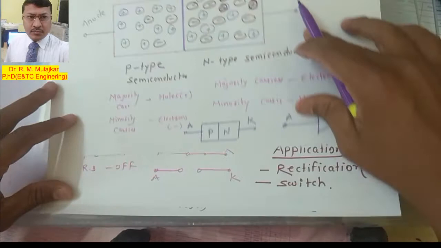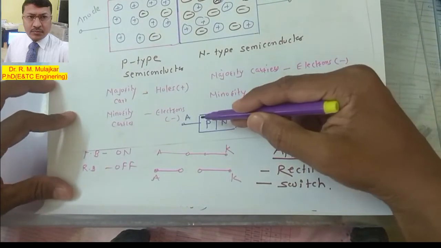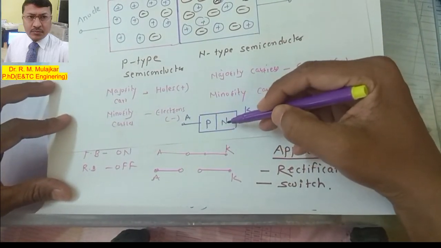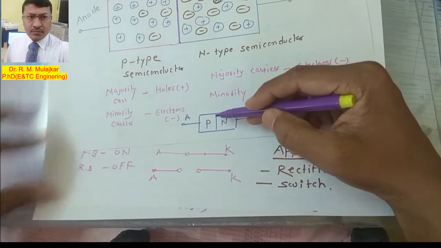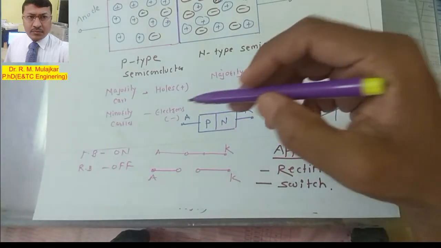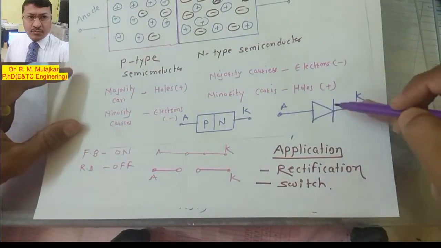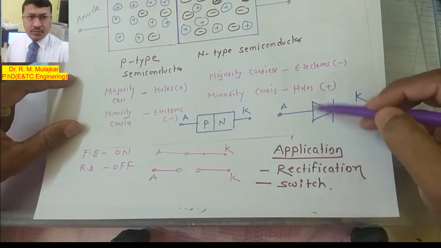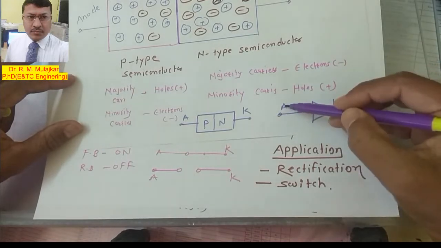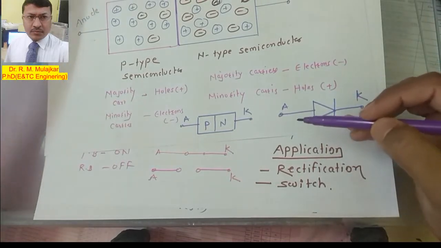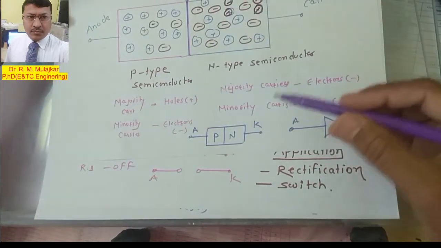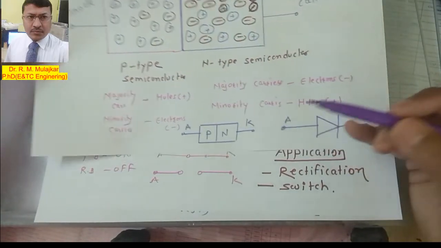I will just draw a simple diagram. P type material and N type material, when combined together, form the PN junction diode. This is the anode terminal, this is the cathode terminal. This is the symbol for the diode, one triangle and one vertical line, with the anode and cathode terminals. So this is about the construction of the PN junction diode.